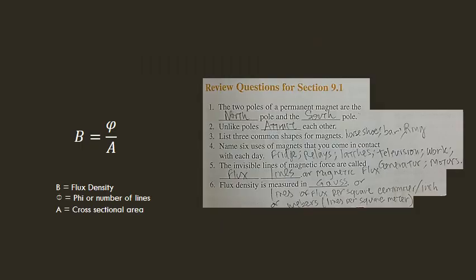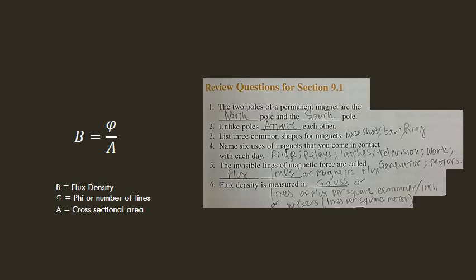Magnetic flux. The invisible lines of magnetic force surrounding a magnet are called magnetic flux. If a magnet is strong, these lines of flux will become dense, so the strength of a magnetic field can be determined by the field's flux density, or the number of lines per square inch, or per square centimeter.